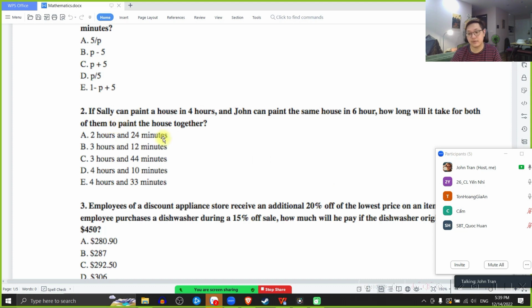If Sally can paint a house in 4 hours, and John can paint the same house in 6 hours, how long will it take for both of them to paint the house together?